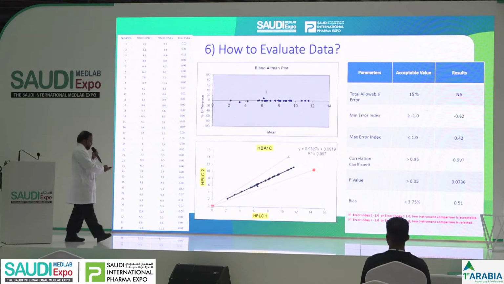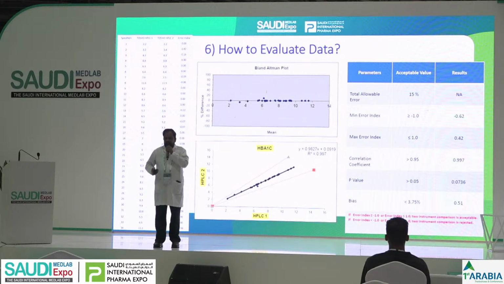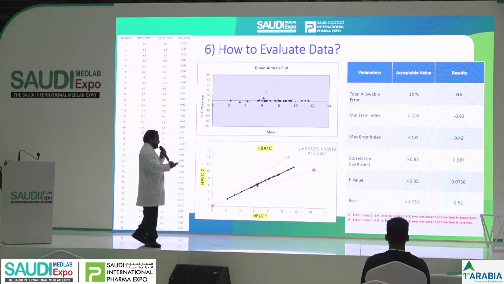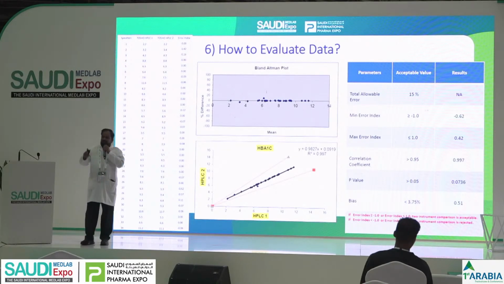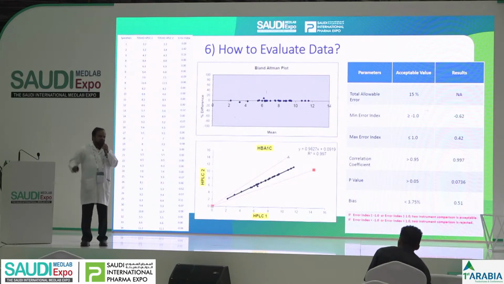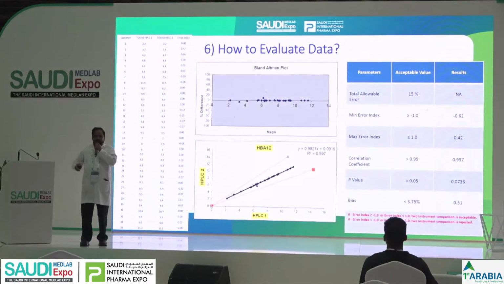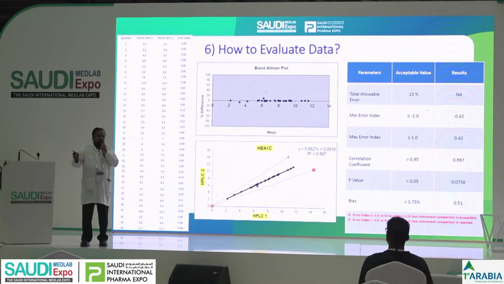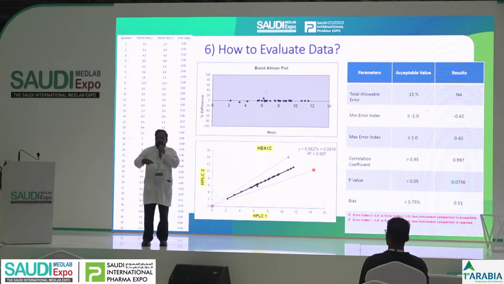So the question is, what is this error index? Where did I get it from? Very simple. If you look at the data, like the second data, 3.2 and 3.4: 3.2 minus 3.4, divided by 3.2, multiplied by 100, divided by total allowable error. That's it. This is a simple calculation. So the minimum error and maximum error you can calculate by yourself. That's why I said you don't need to have EP Evaluator. You can do it in your lab by yourself.